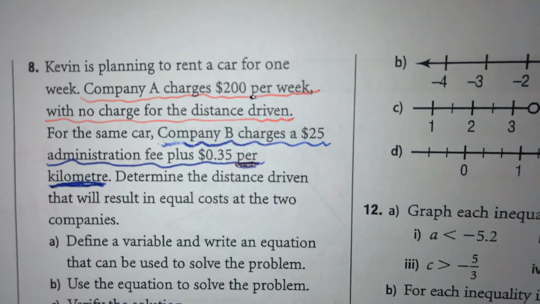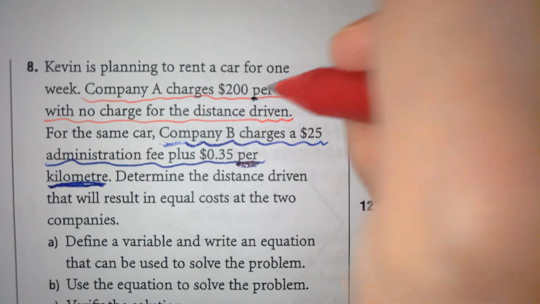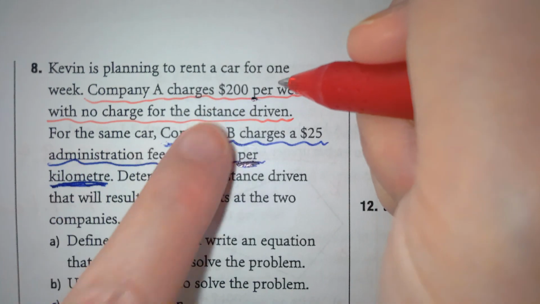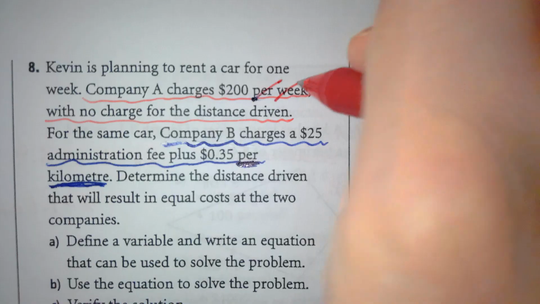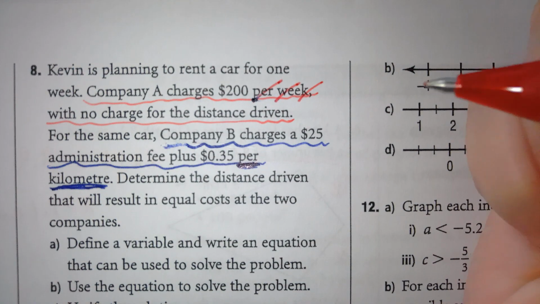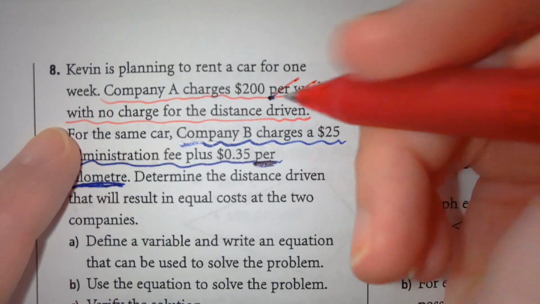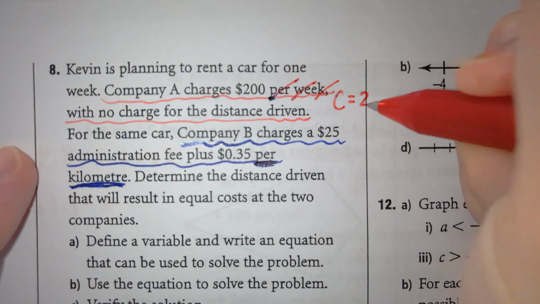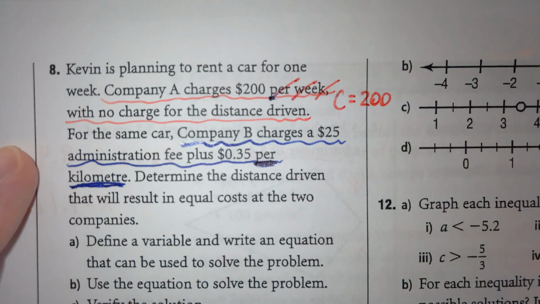So I think the wording of the question should have just said company A charges $200 and no charge for distance driven. Right? So don't worry about that part because I think that part makes people confused. So for company A, it's just simply cost equals 200. Okay, because it doesn't matter how far you drive.